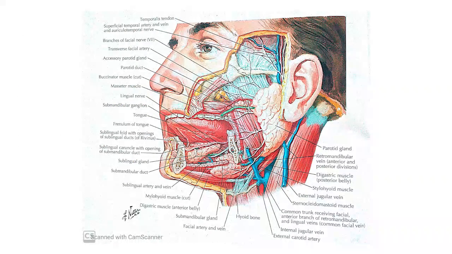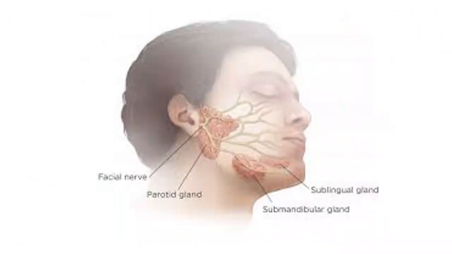Dear students, here is a good image showing all the salivary glands, that is the parotid glands, submandibular glands and the sublingual glands. All the anatomical structures are clearly seen in this image. You can watch it by stopping the video. And this is another image showing the facial nerve, its 5 branches, parotid glands, submandibular glands, sublingual glands and their ducts, clearly seen in this image.